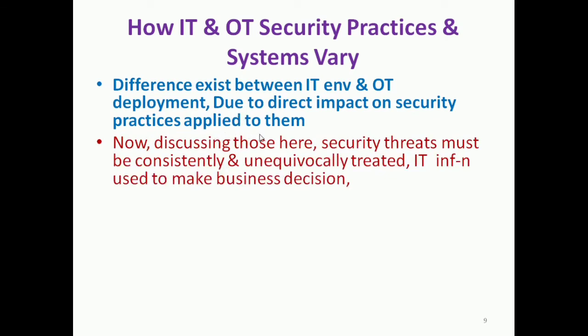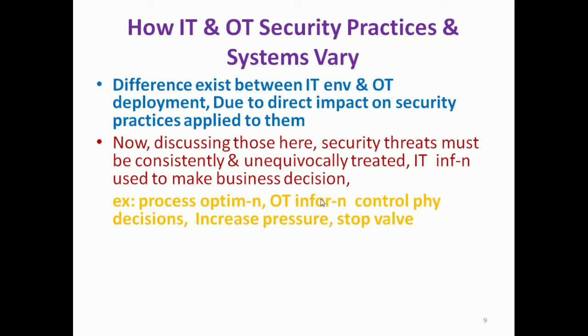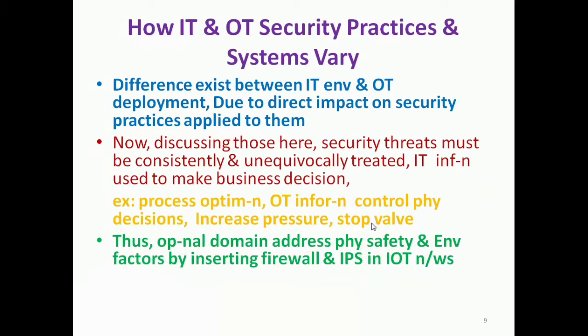So now, discussing those here, security threats must be consistently and unequivocally treated. Information technology information is used to make a business decision, right? So the business decision is most important for them. Operation technology information controls physical decisions, for example increasing the pressure or stopping the valve, right? Such examples require physical observation or manual handling. So that will be some problems.